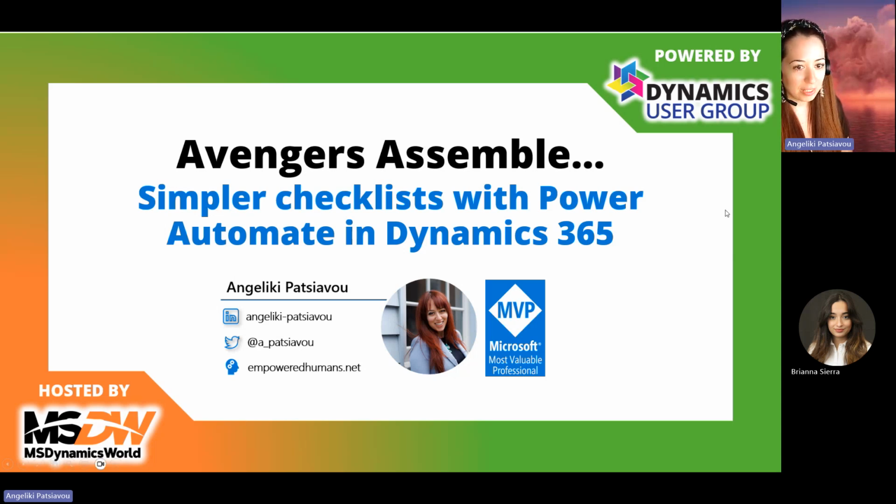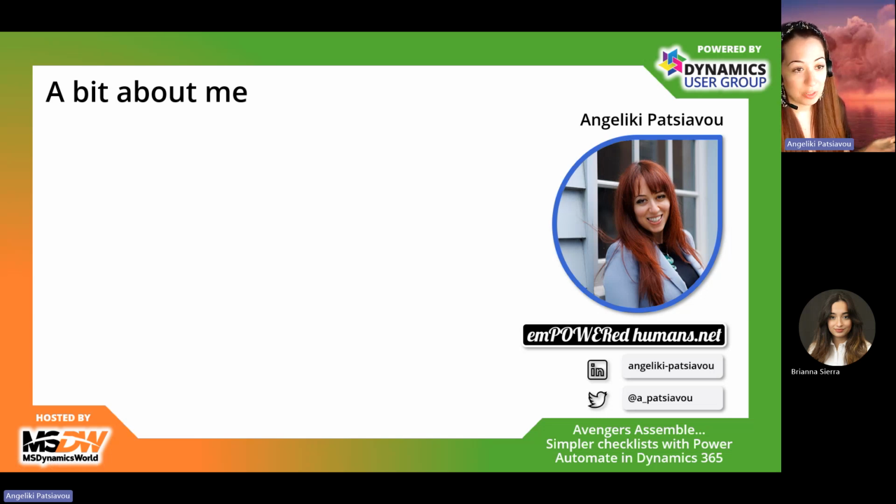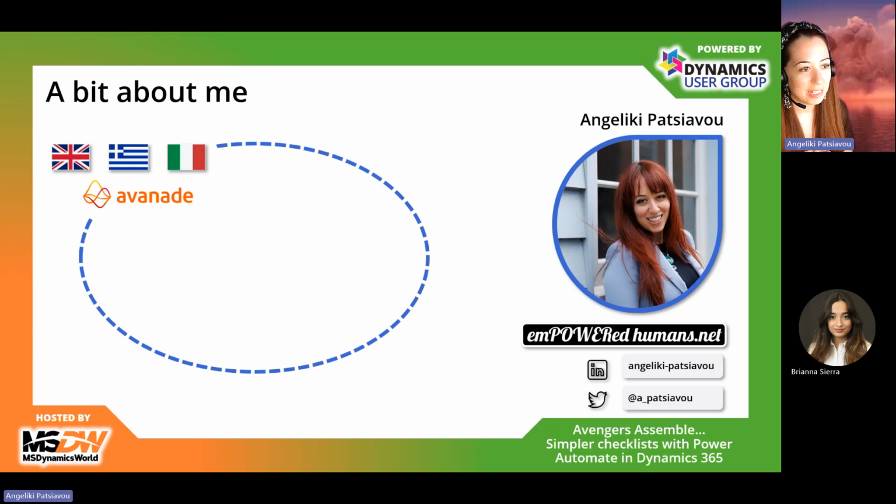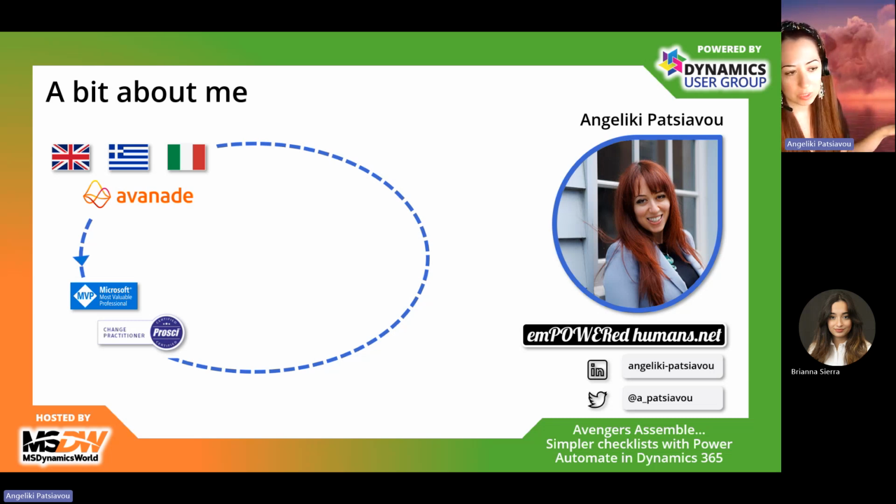Now, a little bit about me. As I mentioned, my name is Angeliki Patsiavou, and as you may gather from the accent, there are a few different nationalities going on there. I've been living in the UK for the last decade or so, so it's been a while and it definitely is home. But I'm originally Greek Italian. I work for Avanade within the business applications practice, and I'm also an MVP in business applications for the UK. So very proud, very much into both the Dynamics 365 side of the world and general Power Platform.